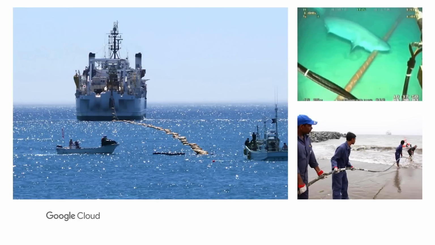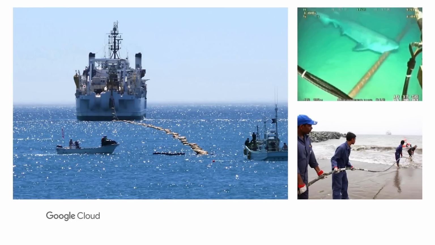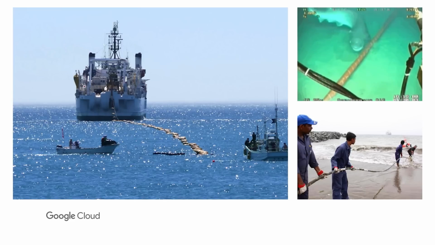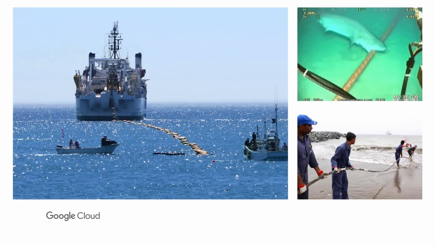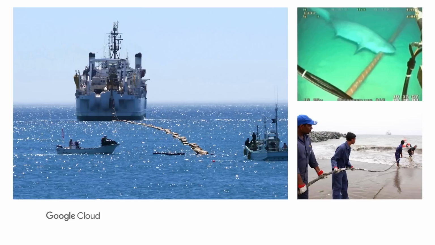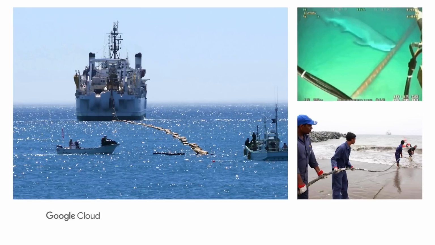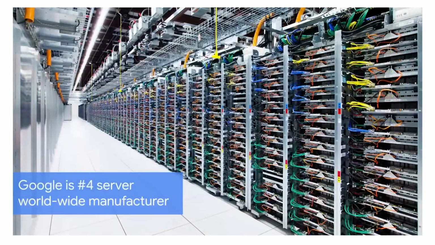This is very impressive because if you see here, this is where we lay our own subsea cables. You see a little shark having some snack on a subsea cable, but we lay the cables and we also maintain them. So all the network infrastructure that we lay on Google Cloud is maintained and provided by Google as a whole. That's why our latency is so low. Google is the number 4 server worldwide manufacturer, and that's right. We also manufacture our own servers.